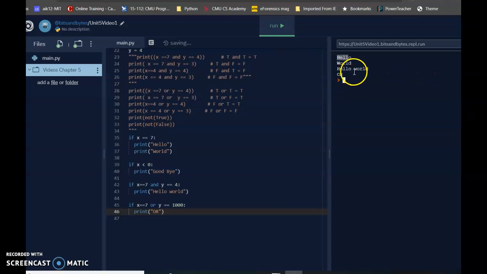And notice I get hello world, and or. Okay, with an and, this hello world runs because this is a true and a true. For an and to run, both have to be true. Remember, with an or, only one has to be true. And 7 equals 7, that's true. And or was y was 4. And does 4 equal 1,000? No, it doesn't. But only one of these has to be true for it to run. So notice or was printed out.